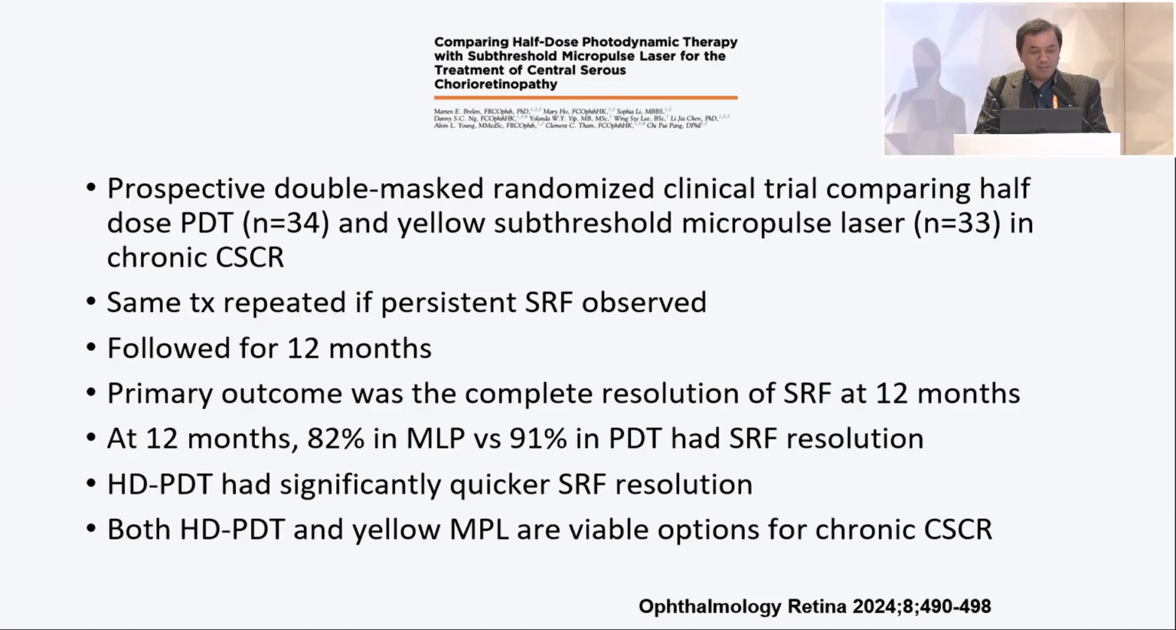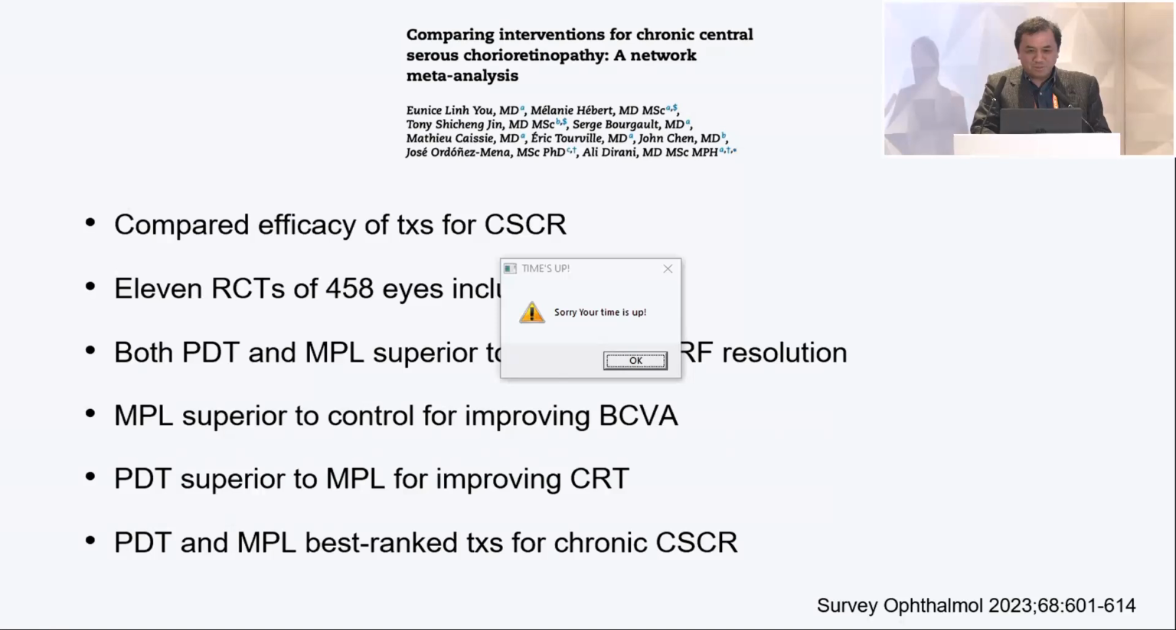And it had a quicker resolution of SRF. But in the end, in terms of vision, both the PDT and the yellow micropulse laser are viable options for chronic CSCR. So let me emphasize again that in many parts of the world, there is no Visudyne available. So to say, as our colleagues from Europe do, oh no, you cannot do micropulse laser because we got Visudyne, that's not true. Even if I wanted to do it, I cannot get Visudyne.